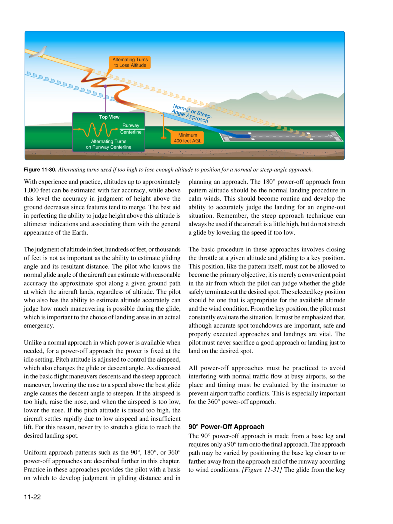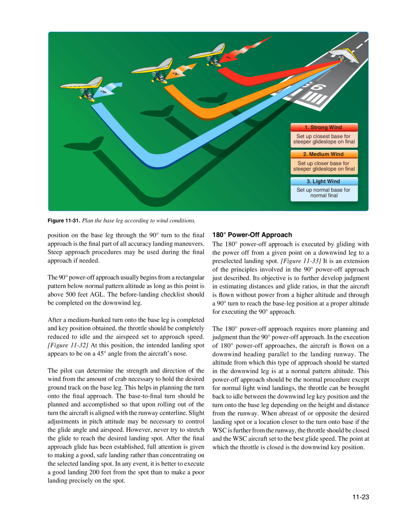Figure 11-31. The glide from the key position on the base leg through the 90 degrees turn to the final approach is the final part of all accuracy landing maneuvers. Steep approach procedures may be used during the final approach if needed. The 90 degrees power-off approach usually begins from a rectangular pattern below normal pattern altitude as long as this point is above 500 feet AGL.